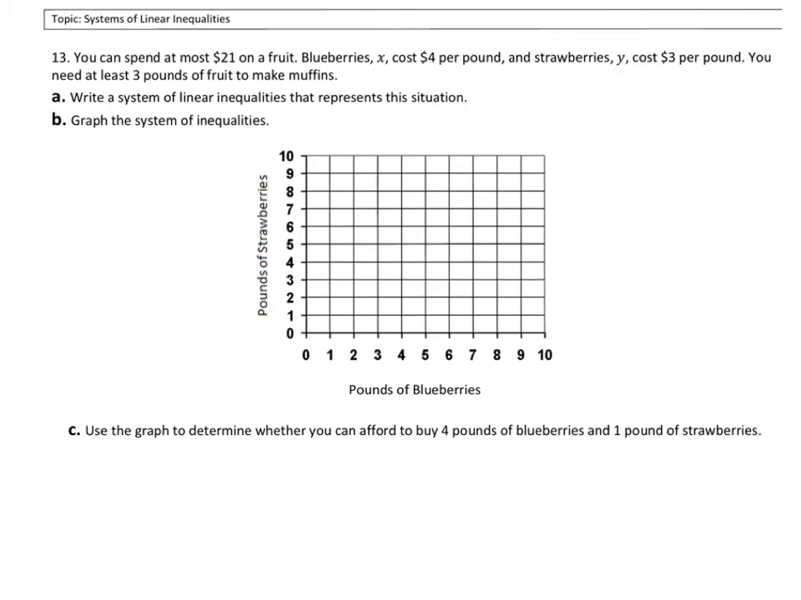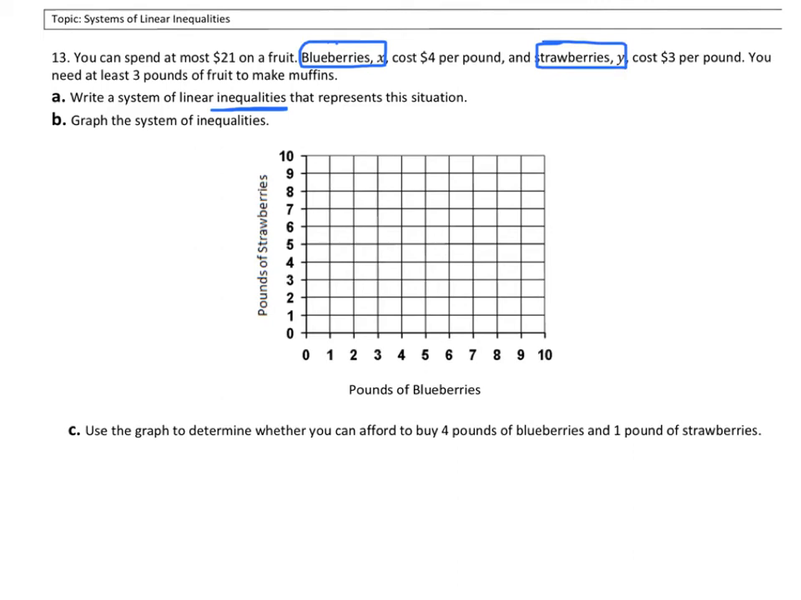Okay, number 13, you can spend at most $21 on fruit. Blueberries, x, cost $4 per pound, and strawberries, y, cost $3 per pound. You need at least 3 pounds of fruit to make muffins. Write a system of linear inequalities that represents this situation. So again, there's that hint that we need to write inequalities to represent the situation. Okay, they're telling us that blueberries are x and strawberries are y. So let's keep that in mind, okay?